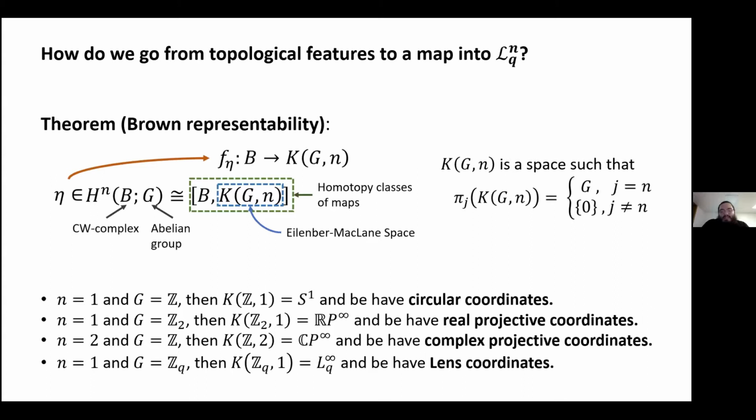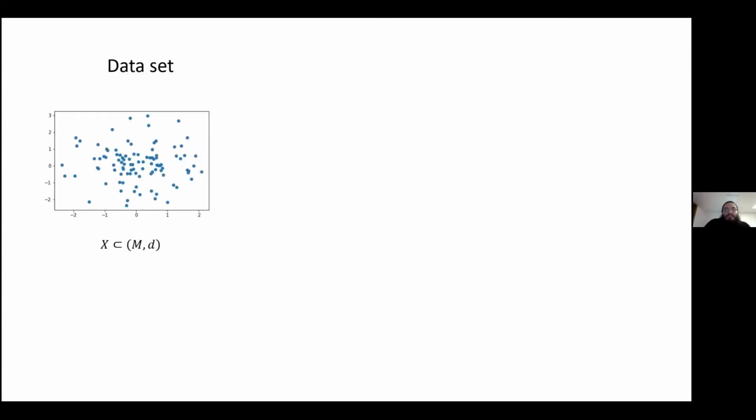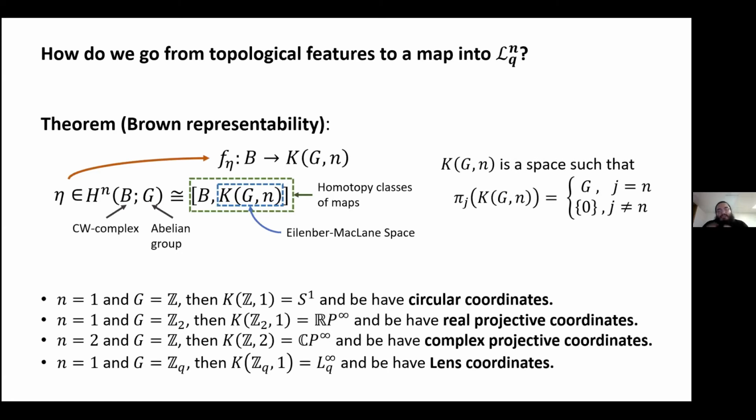the corresponding Eilenberg-MacLane space is the circle. So we will call these circular coordinates because we're mapping our base space into a circle. For n equal 1 and the group C_2, we obtain real projective coordinates, and so on and so forth. The one that we're going to be focusing on for this specific talk is the last case that I have here, which is n equal 1 and C_q for q prime, which gives rise to lens coordinates, as we're obtaining maps into lens spaces. So this is the tool that is running in the background.